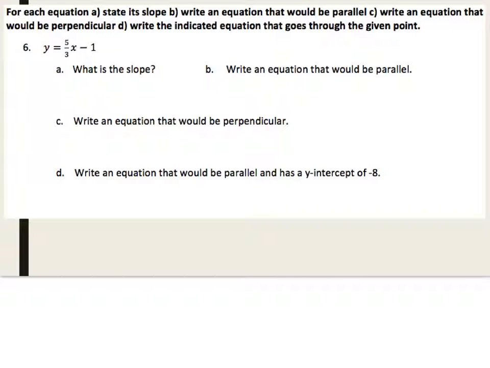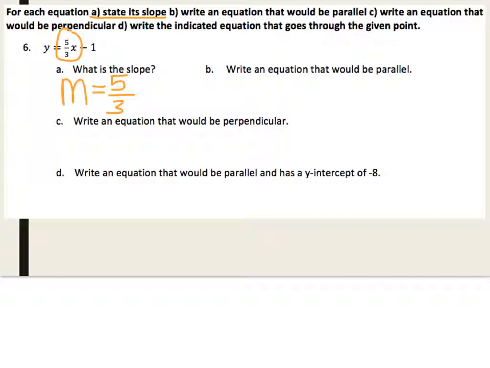And then these are a little confusing, so I wanted to do number 6 with you before I let you loose on the entire worksheet, which, yes, it is due tomorrow, so use your time wisely in class. The first thing it asks you to do is to state the slope. So look at your equation. The slope is 5/3. Easy enough.